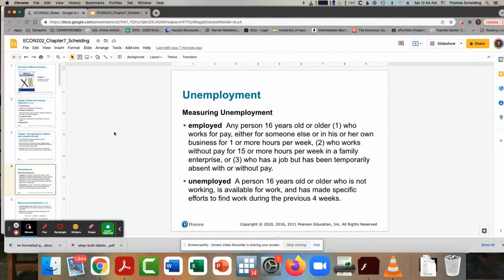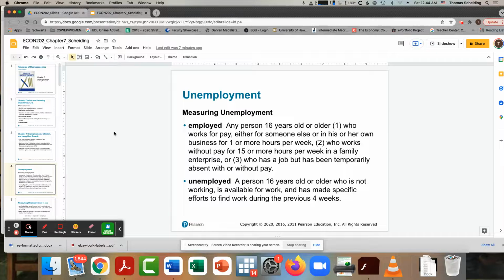So let's start with some definitions first. What does it mean to be employed? To be employed means that the person first is of a legal working age. Even though it differs by state, we're saying that the person has to be at least age 16. That person needs to be working for pay. So an unpaid internship does not count here.